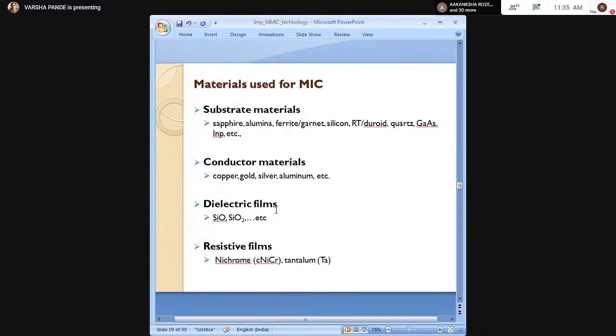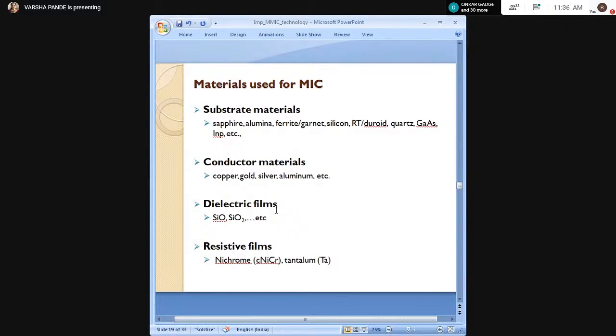Dielectric film, for what purpose do we want to use dielectric films? For isolation purposes, within the components, or from device to device, or for protection of active devices. Again, dielectric films are required. And for fabrication of capacitors, again the dielectric films are required.